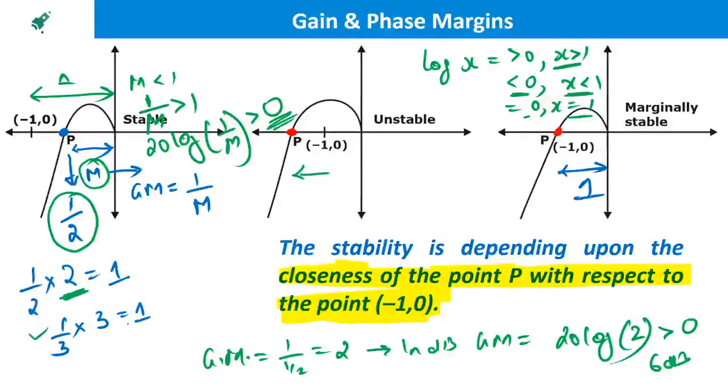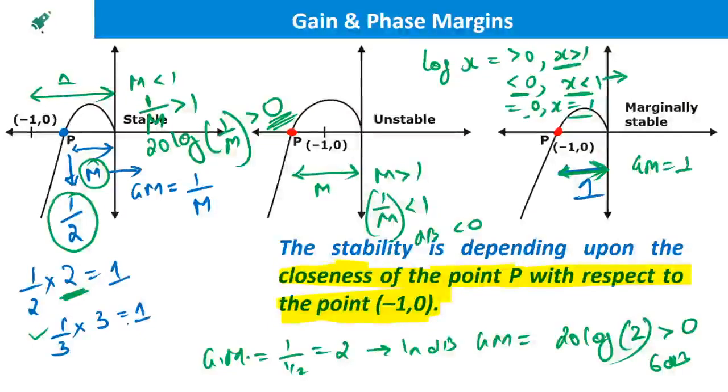And if it is unstable, this is m. This time the m is greater than 1. So 1 upon m will be less than 1. And as soon as you put it inside log, if x is less than 1, the answer will be negative. So gain margin in decibel will be negative. And here the magnitude is just equal to 1. So gain margin is also equal to 1 upon 1, and 20 log 1 is 0 dB.